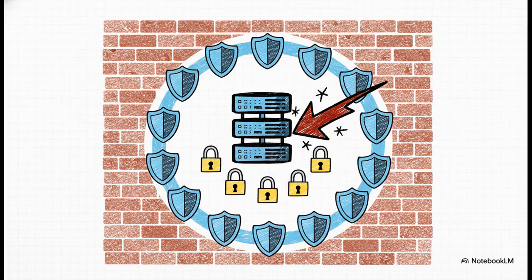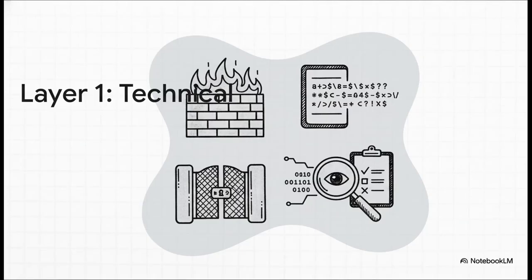But, a single gate is never enough. The strongest security philosophy out there is called defense in depth. The idea is really simple. Build layers of security. That way, if an attacker somehow gets past one layer, there's another one waiting right behind it. The first layer is usually the technical one.